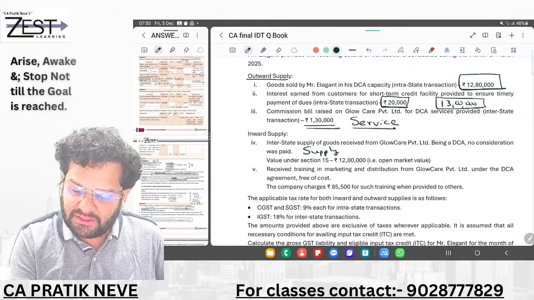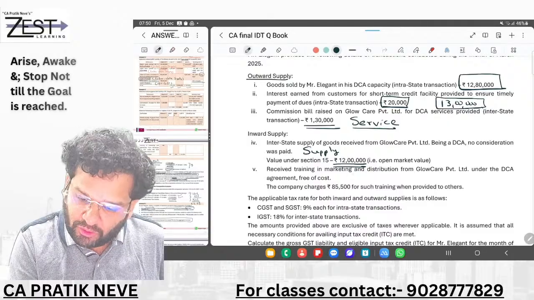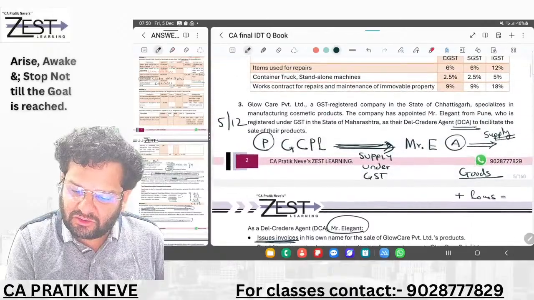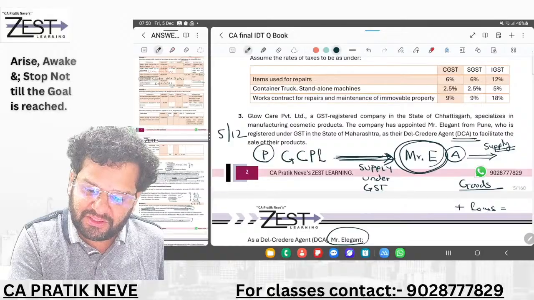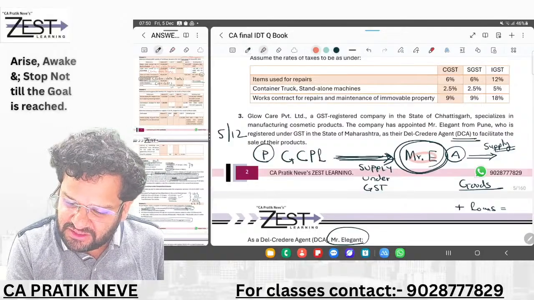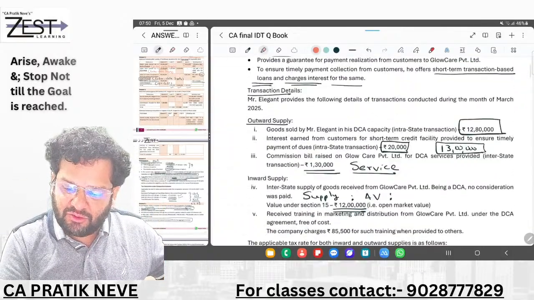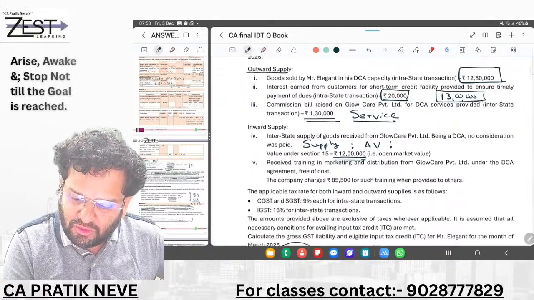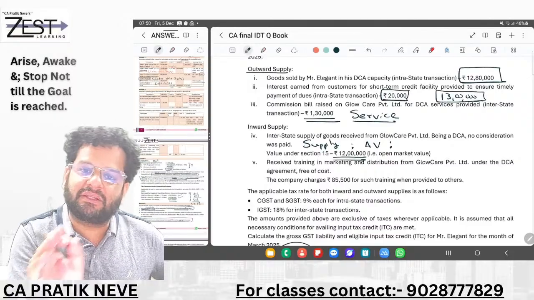Okay, now value under section 15, 12 lakh open market value. So in this case, for the inward supply, we are calculating everything for Mr. E. He is our hero, Mr. E. For this Mr. E, this supply from GCPL is an inward supply. For that inward supply, the assessable value will be 12 lakh rupees. On that 12 lakh, there shall be GST.